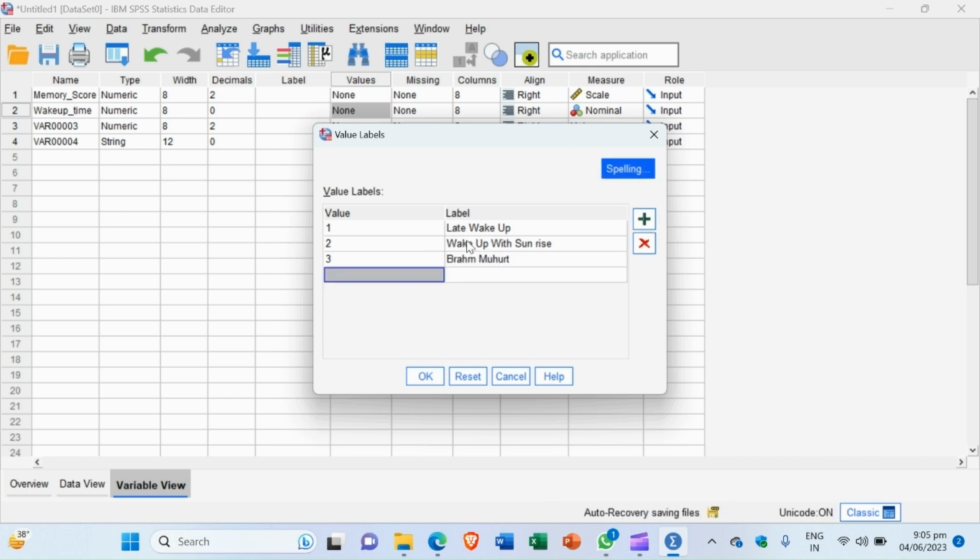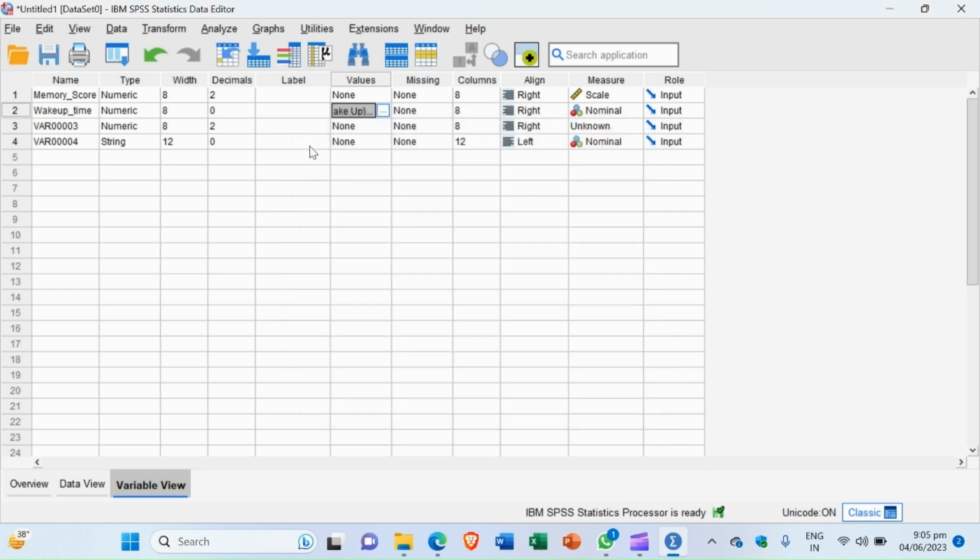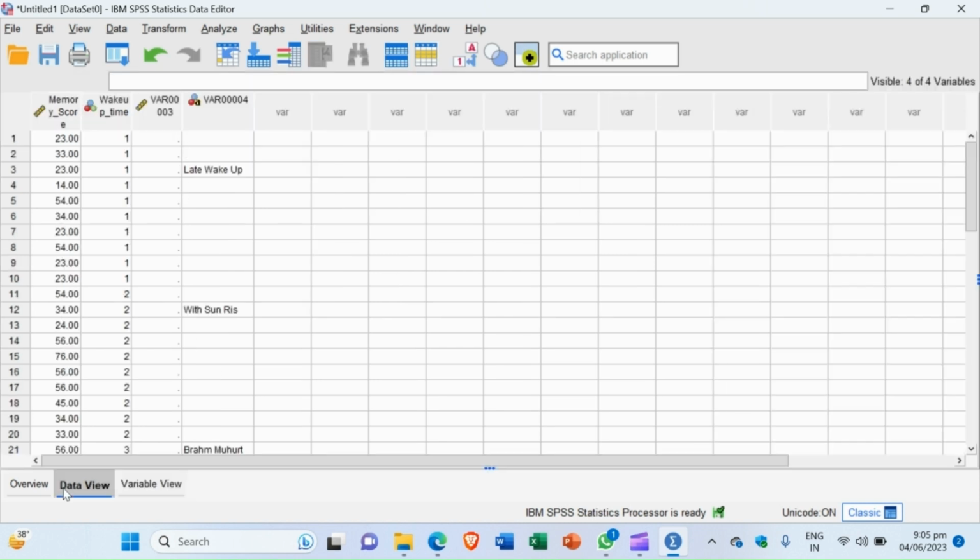So three categories have been defined. One is for those students who wake up late, and second is with sunrise, and third is Brahma Muhurt. We click OK. It means three categories have been defined for these students. And now we go to the data view. As we see, wake up is on the nominal level, and memory score is on the scale level.